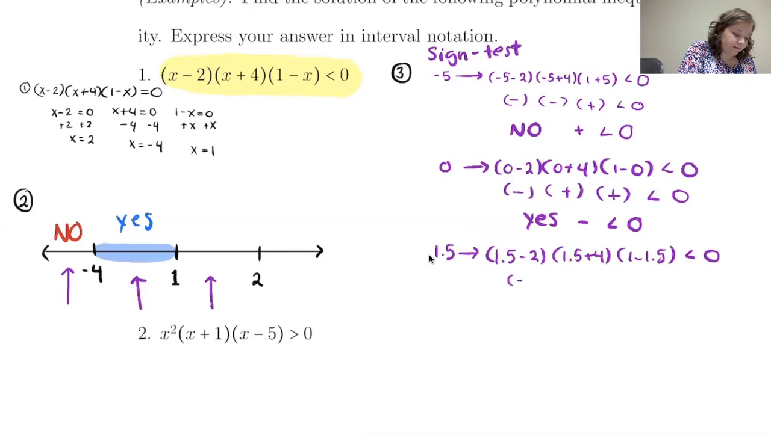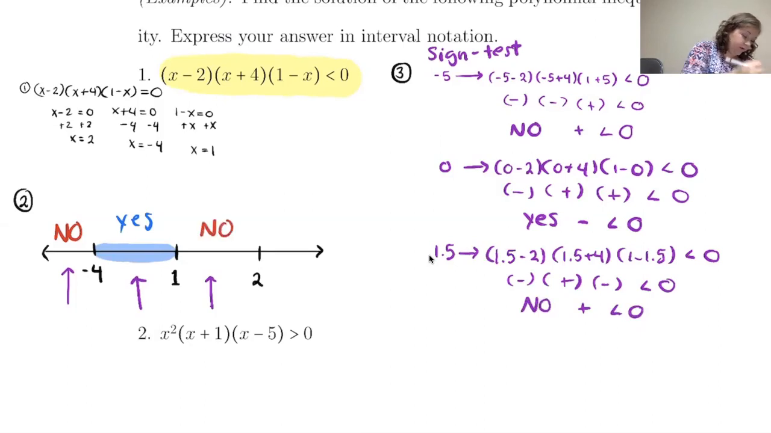1.5 minus 2 is negative. 1.5 plus 4 is positive. And 1 minus 1.5 is negative. So negative times negative is going to be a positive number. And that is not less than 0, so this is not true. And so we're going to say no for this interval. So it does not get shaded, and we can go on to the next one.